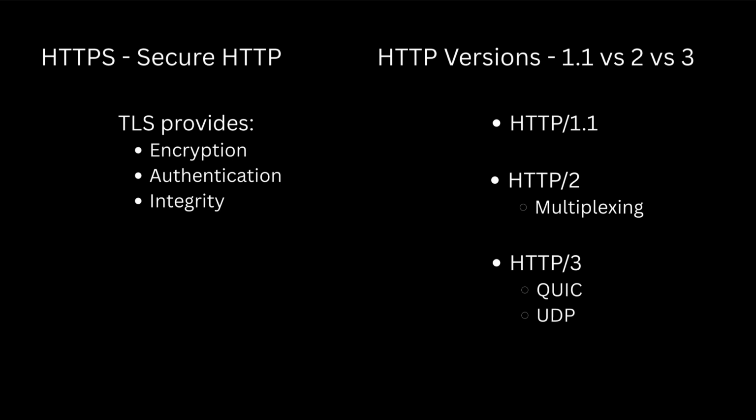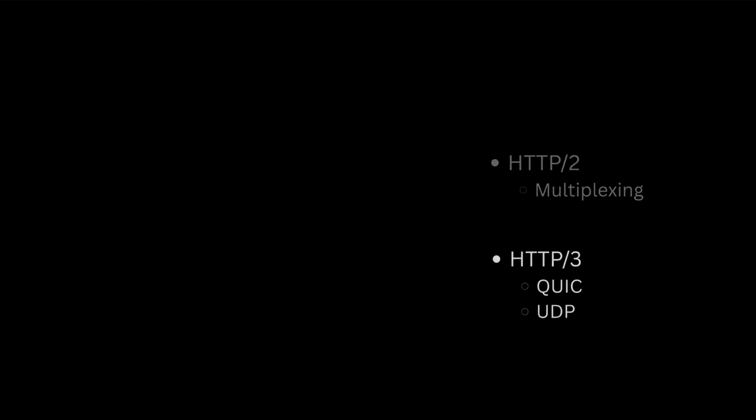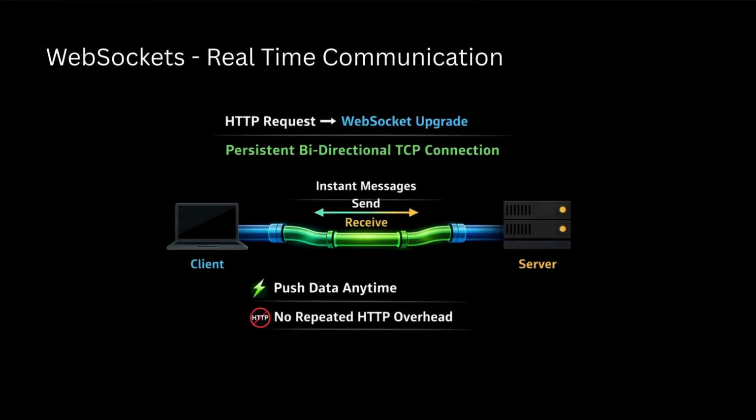But what if the server needs to talk to you without being asked? For things like chat apps or live sports scores, we use WebSockets. So it starts like an HTTP request but upgrades to a persistent bidirectional TCP pipe. This allows the client and server to push data to each other instantly, anytime, without the heavy overhead of repeated HTTP requests.